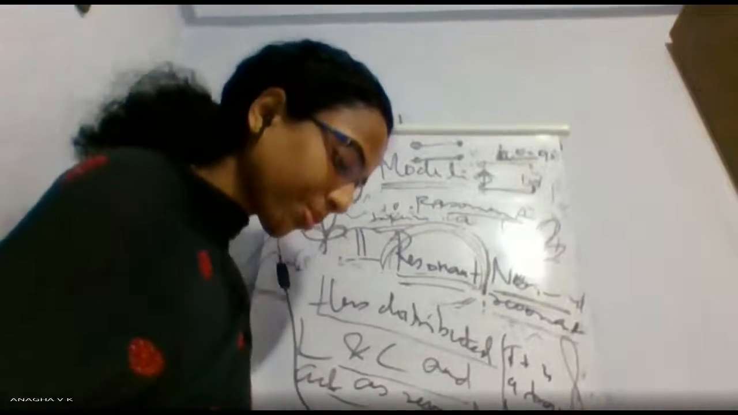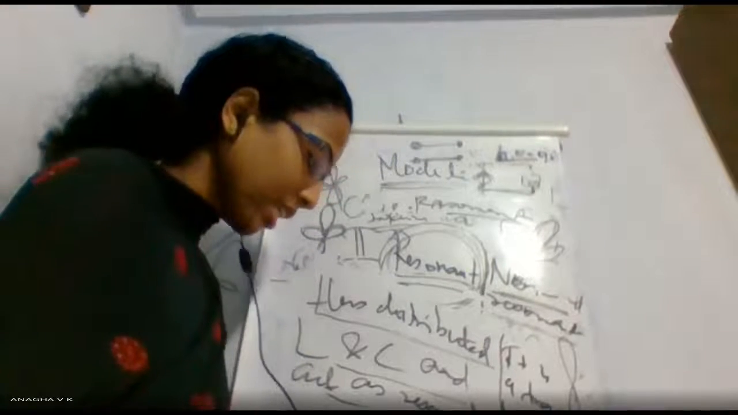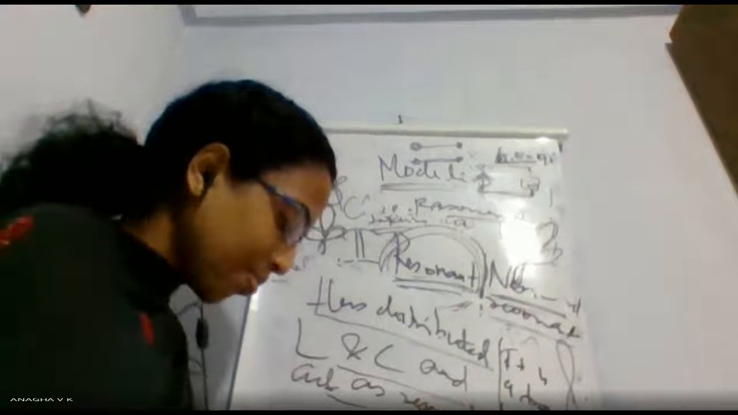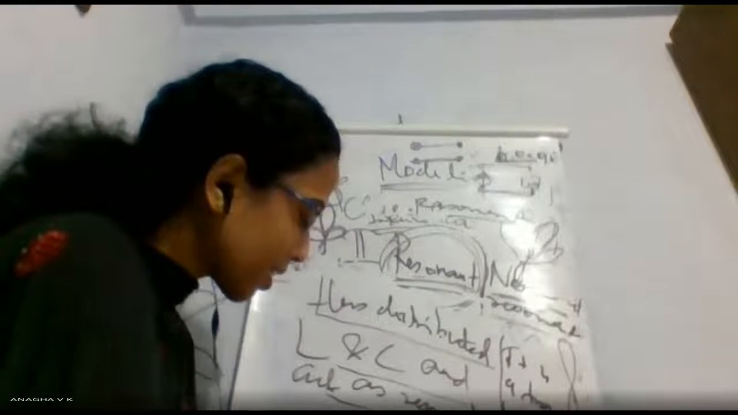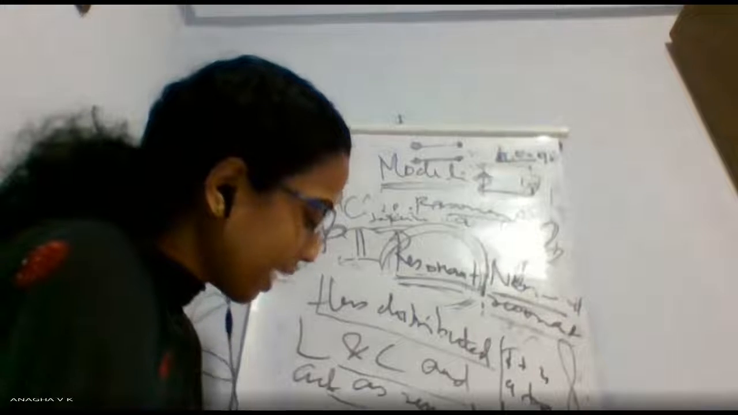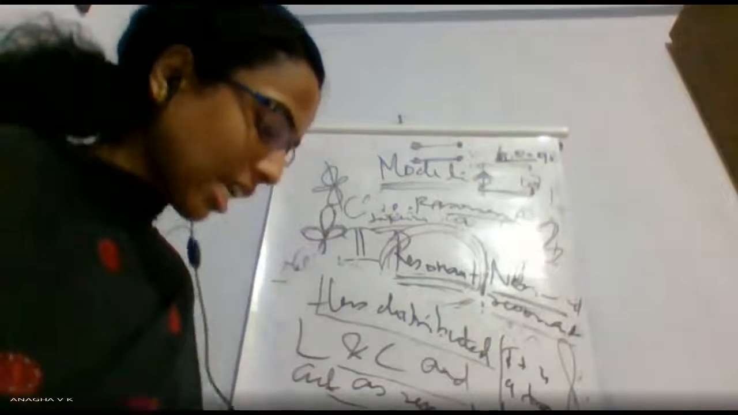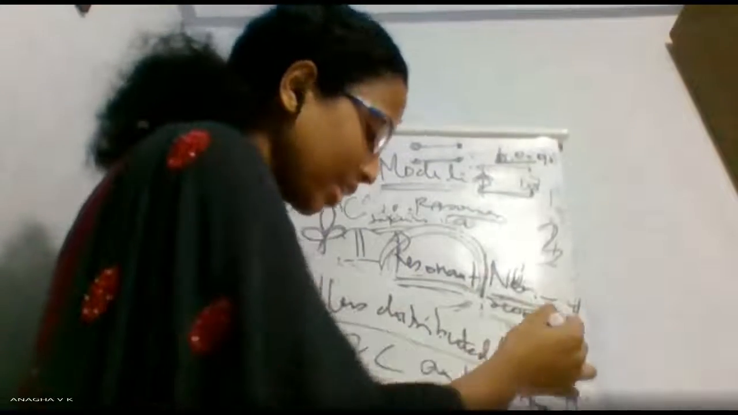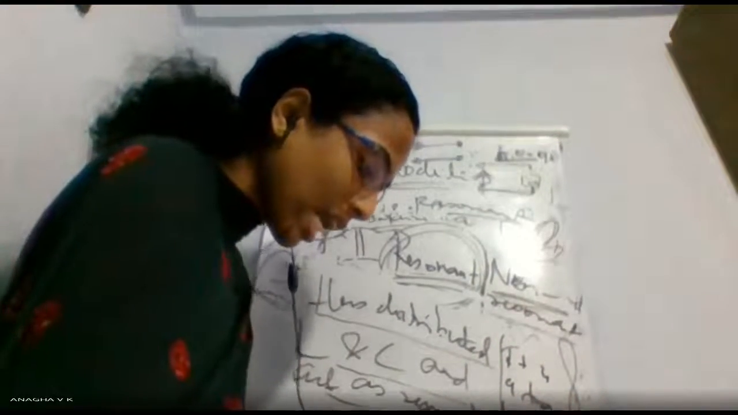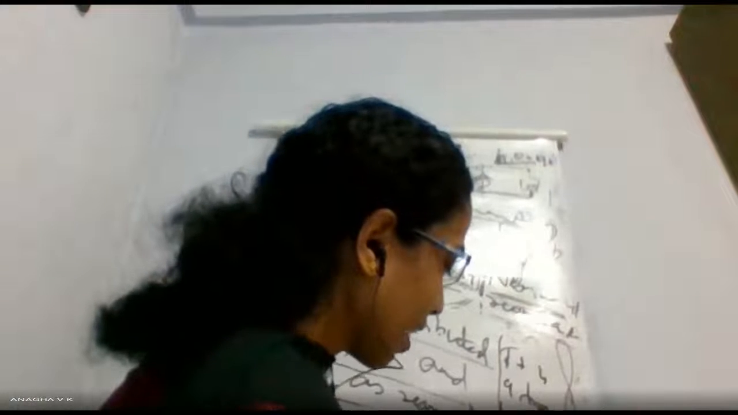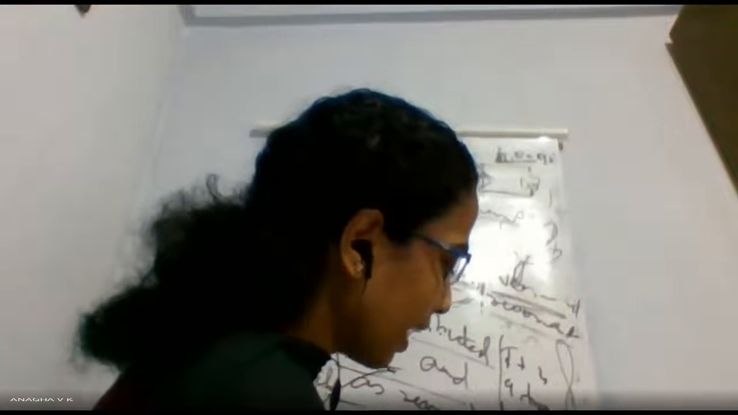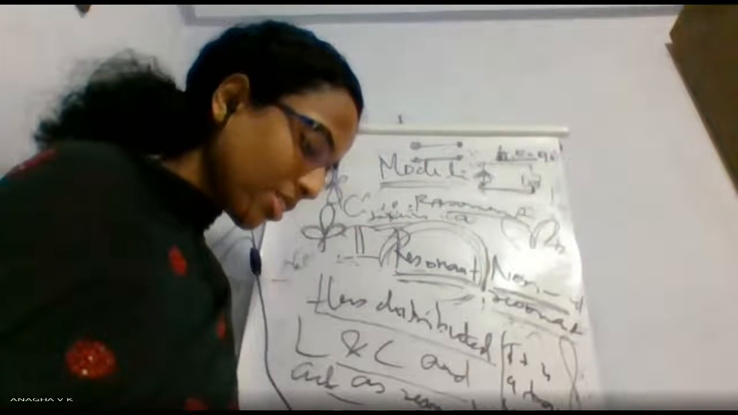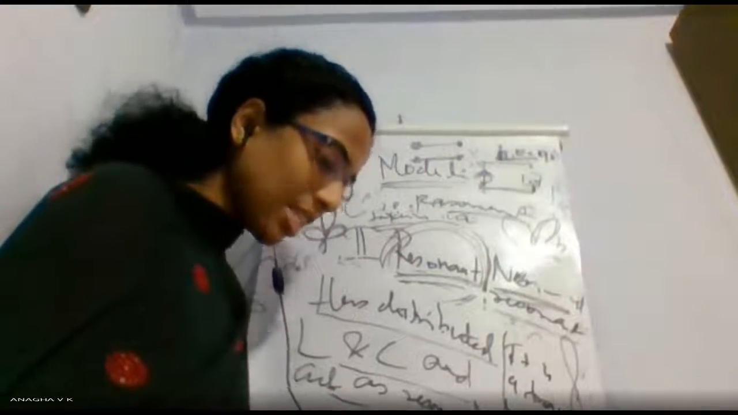The resonant antenna is a periodic antenna, but the non-resonant antenna is an aperiodic antenna. So, examples.